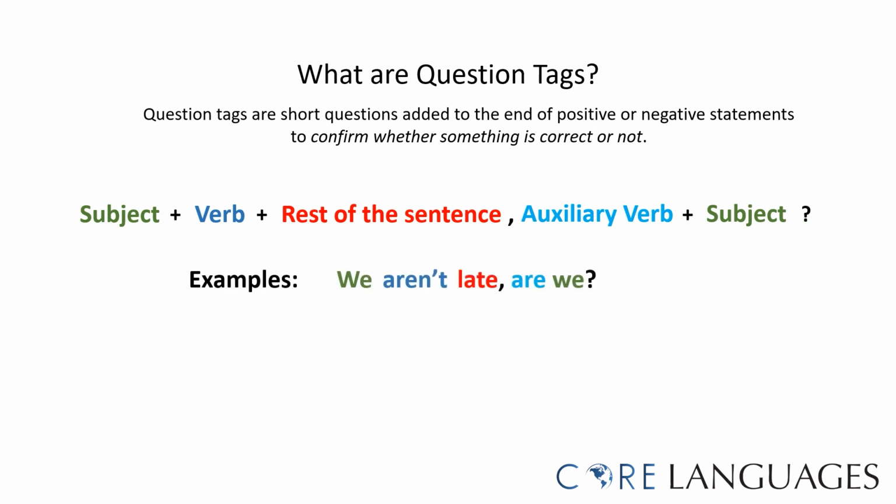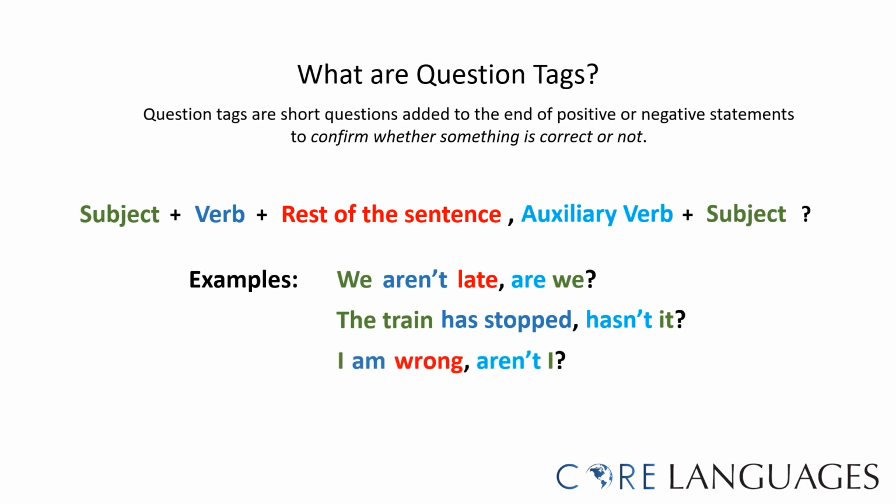For example, we aren't late, are we? The train has stopped, hasn't it? I am wrong, aren't I?